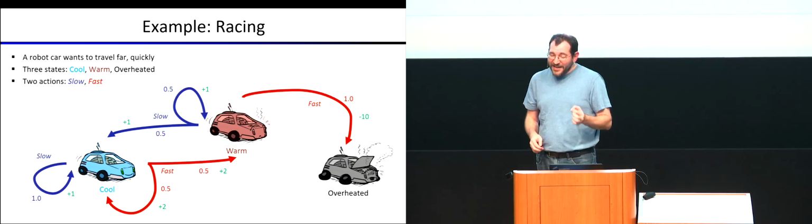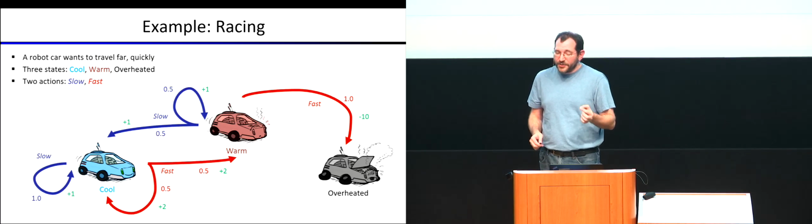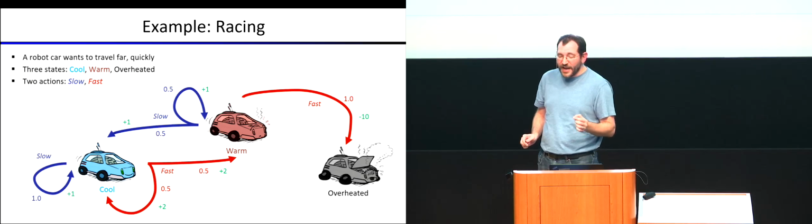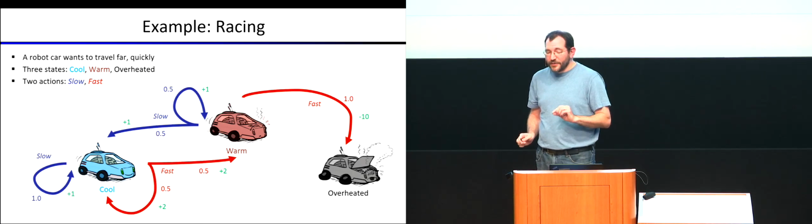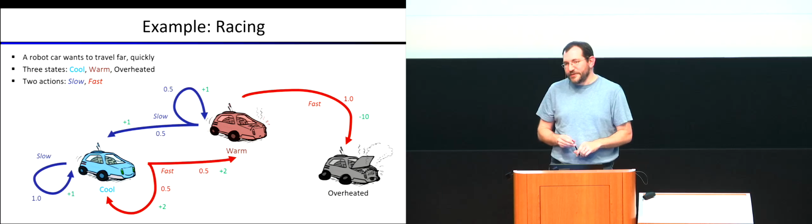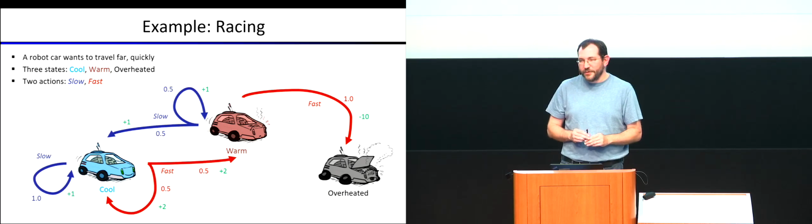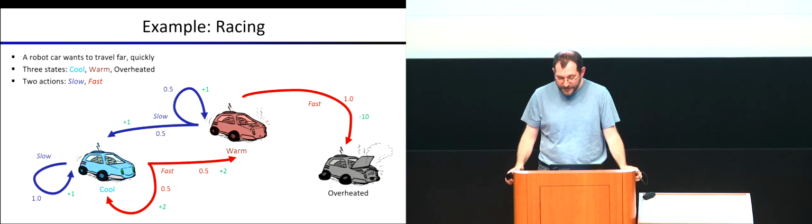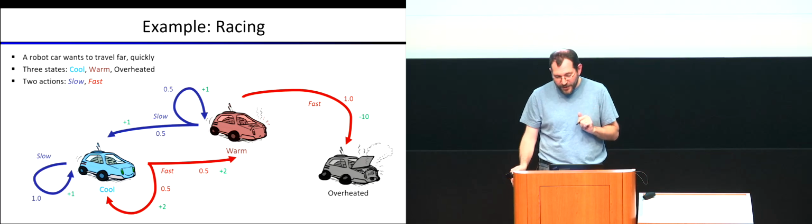It's not actually directly good or bad to be cool, warm, or overheated, because the rewards happen on the transitions. And in this case, you've got actions slow and fast, and the way the rewards happen on the transitions is that you get twice as many points for moving fast than for moving slow, regardless of where you land. The rewards can depend on where you land, like they did in Grid World. Here they don't. They only depend on what state you're in and what action you take.